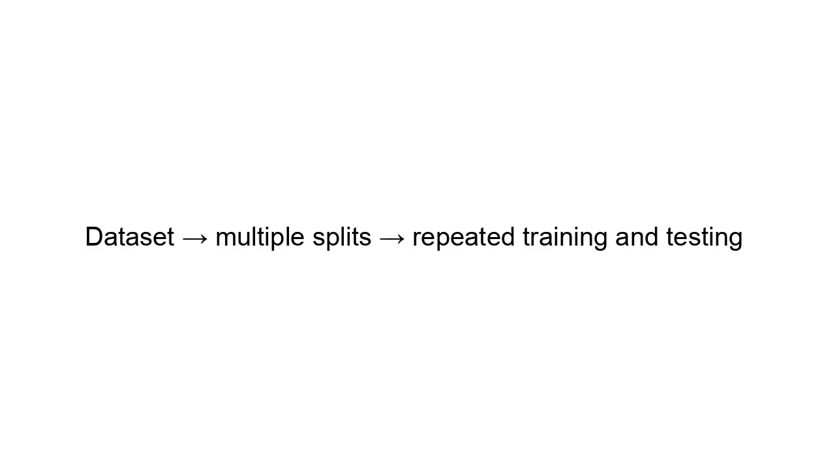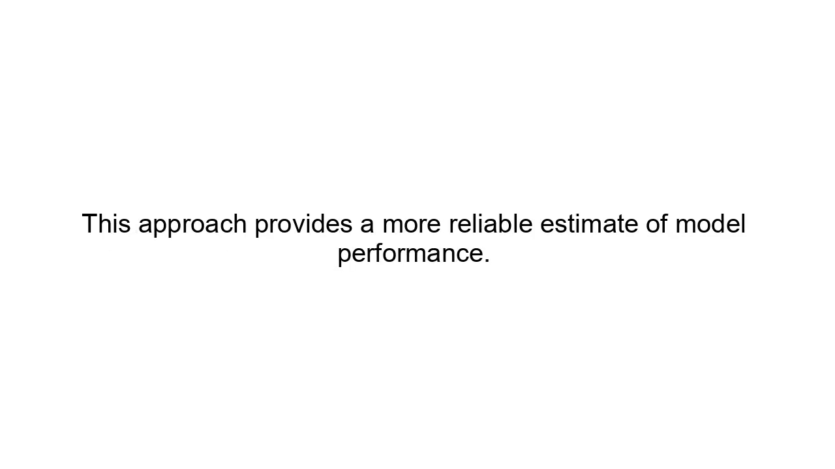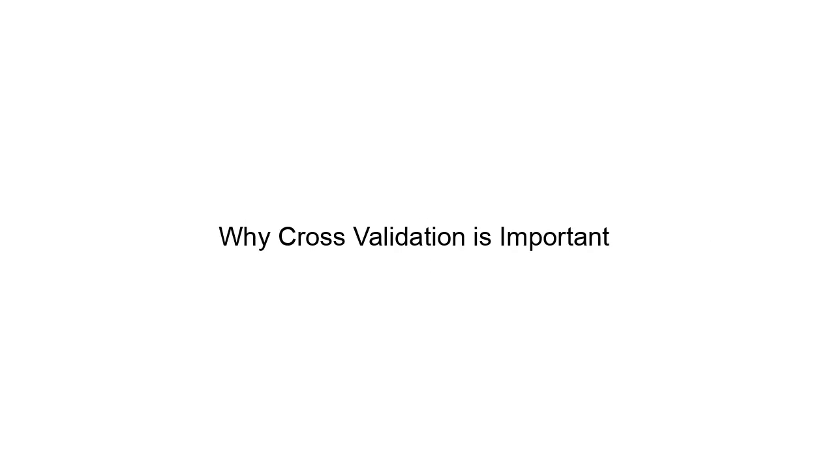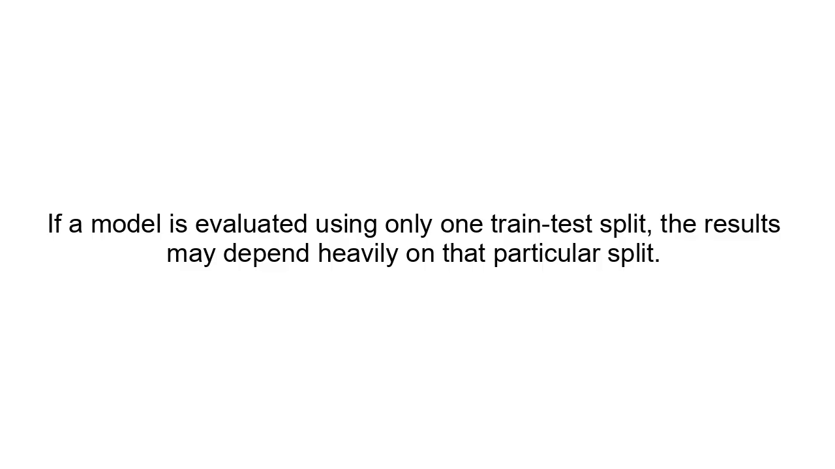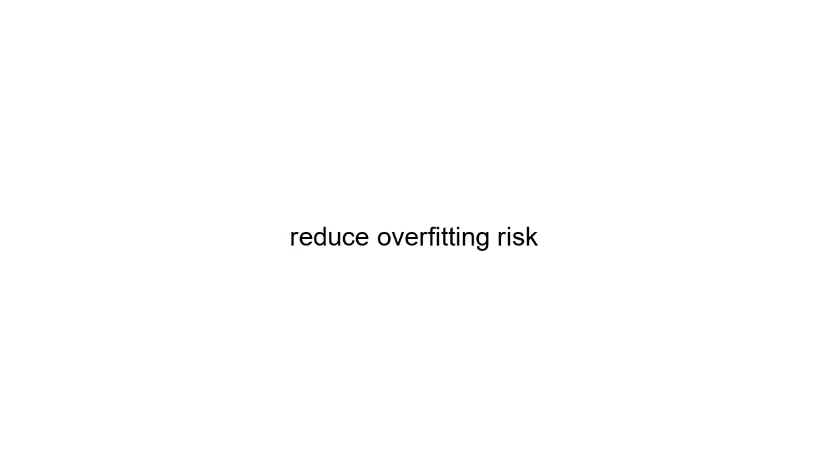Why is cross-validation important? If a model is evaluated using only one train test split, the results may depend heavily on that particular split. Example concept: single split means unreliable performance estimate. Cross-validation helps produce more reliable evaluation results, reduce overfitting risk, use data more efficiently, and improve model selection. By evaluating the model multiple times, cross-validation gives a better estimate of real-world performance.